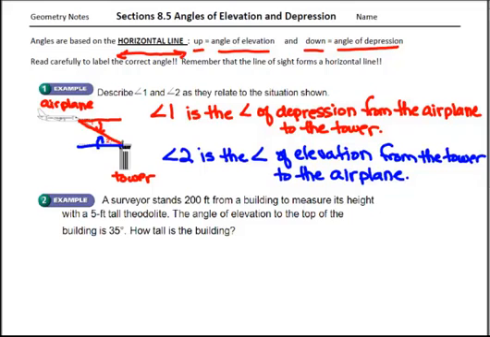Alright, let's do an example. A surveyor stands 200 feet from a building to measure its height with a 5-foot tall theodolite. Now a theodolite, if you had to look it up, is a measuring device. It's a machine that measures angles. Theodolite is a machine that measures angles.